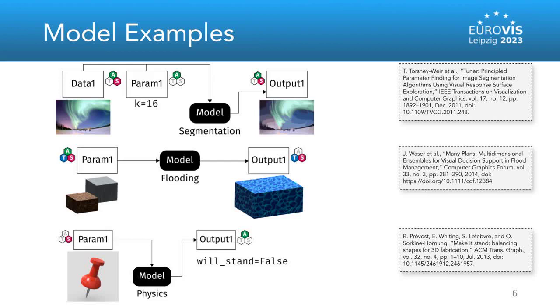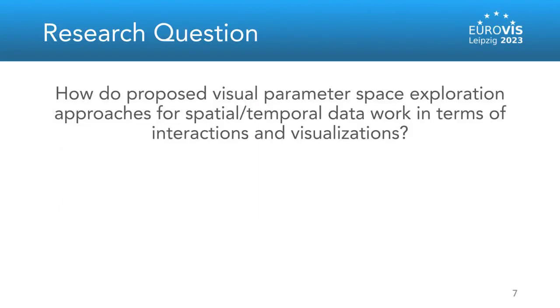Flooding simulations let us plan safety measures ahead of time. Parameters are barriers to be placed somewhere. Input data is the surrounding environment, output is the water volume over time. The last example is a physics model that outputs whether or not the volume is balanced, which allows to 3D print cool figurines.